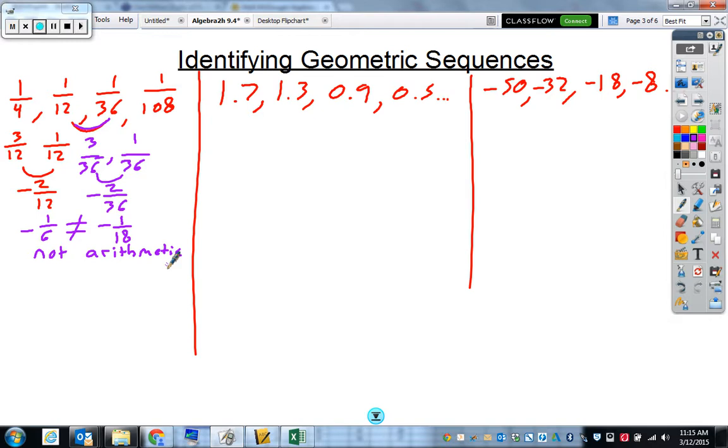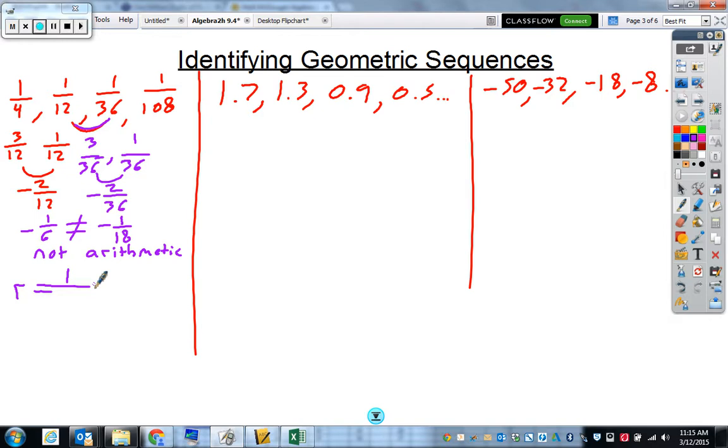Well, let's try geometric. I see the tops are all 1. So that means to get to the next numerator, I just keep multiplying by 1s. So if I was trying to find an r, my r would have 1 on top.